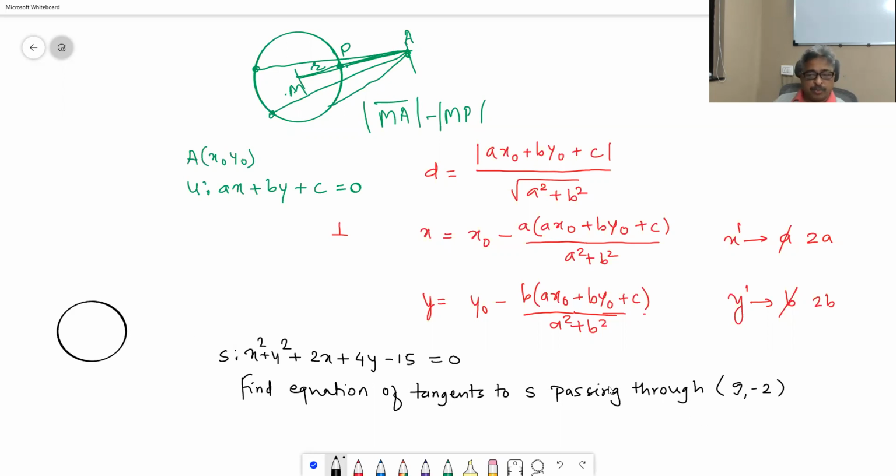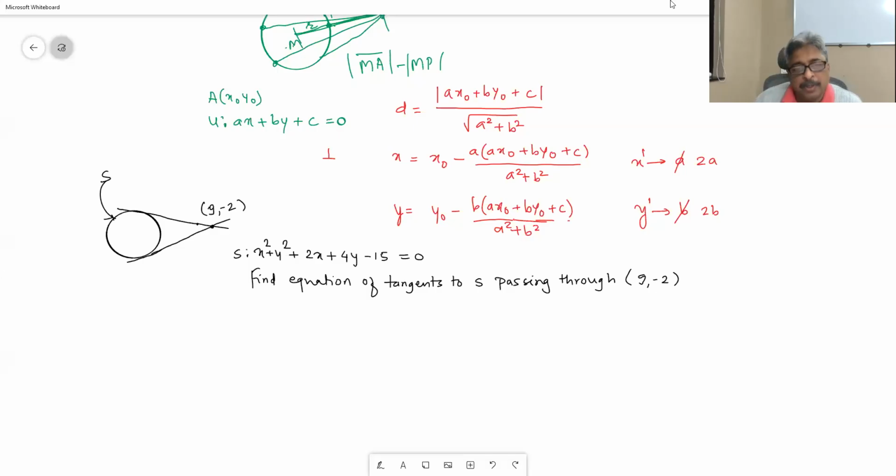I am hoping that this point P is outside, and I want the equations of these two lines because there will be two tangents. This is (9, -2), and the equation of the circle is this S. I give you time. Try your level best. Then we learn the theory required for this.